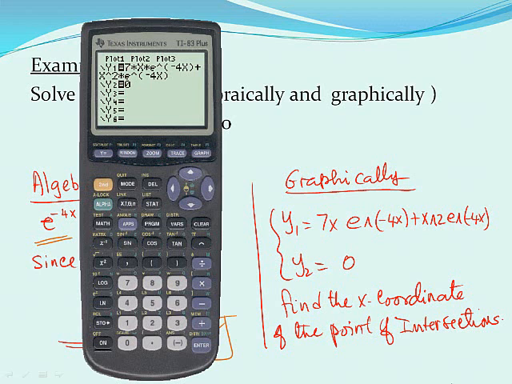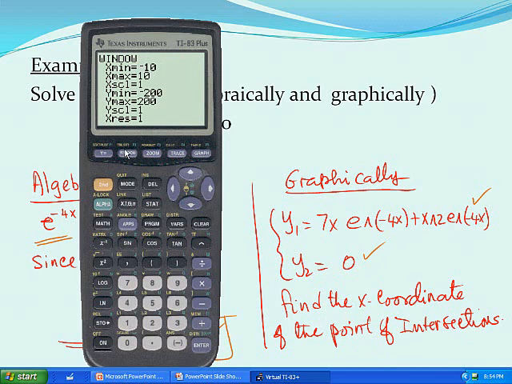To solve this equation graphically, we can graph these two functions. Y1 as 7x multiplied with exponential negative 4x plus x squared multiplied with exponential negative 4x, and y2 is taken as 0. Then we need to find the x coordinate of the point of intersection. We select a window something like this: negative 10 to 10 for x and negative 200 to 200 for y. The graph will look like this. So I need to find the two intersections.